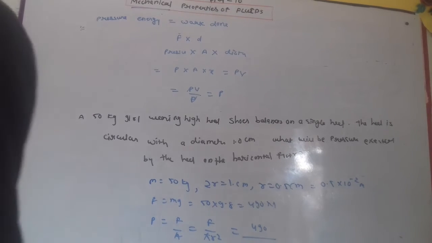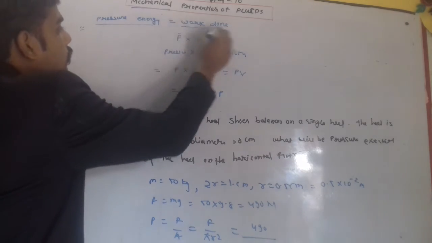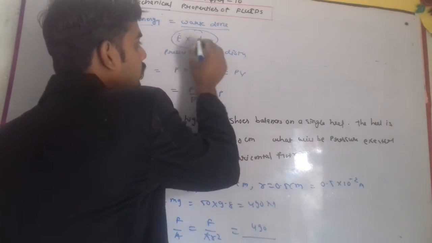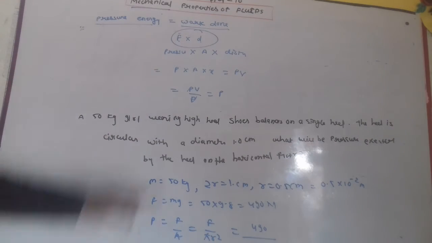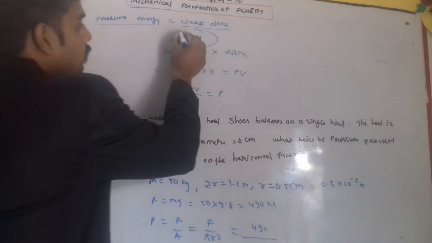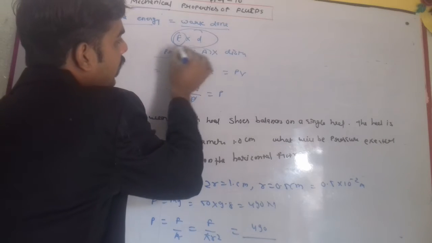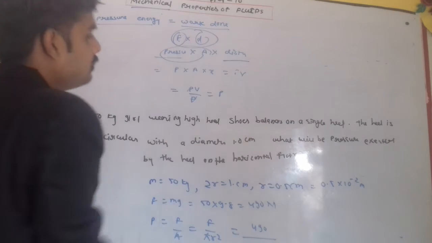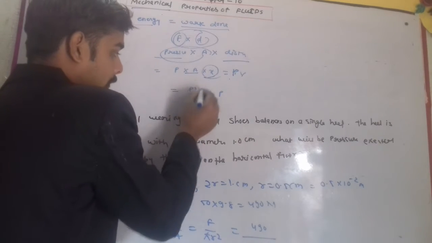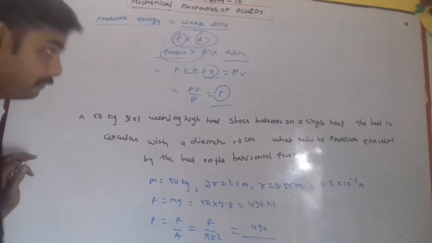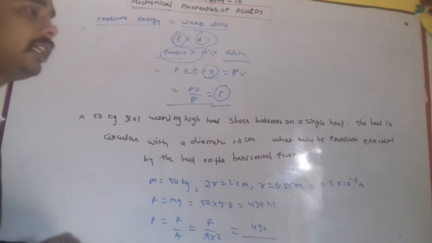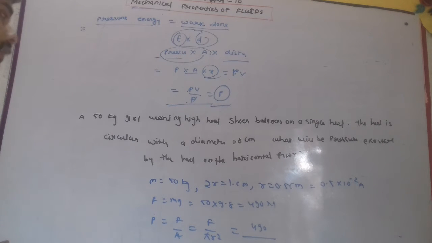Continuing, the pressure energy will be equal to the total work done. Then what is the work done? Work is done by the force into the displacement. We understand the formula of work done is F into d. So force will be pressure into area, and distance will be the displacement. Then pressure into area into displacement will be PV. Then PV upon V will be our pressure energy. So we can solve that derivation and determine the theoretical value of the pressure energy.